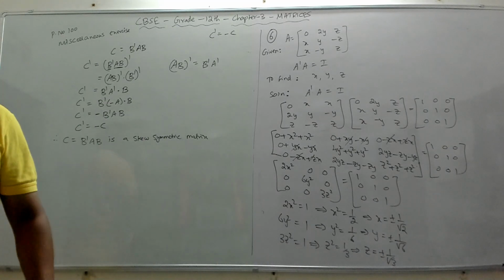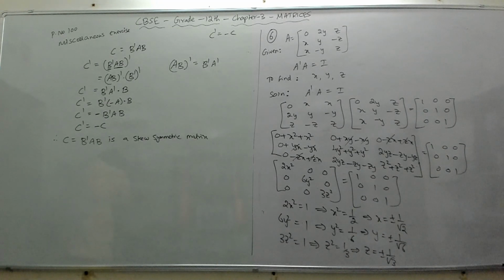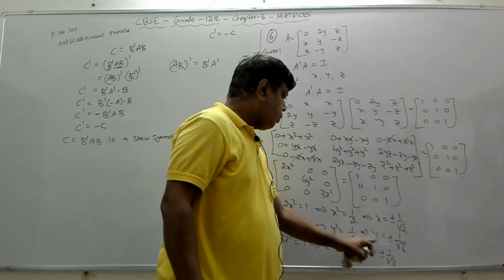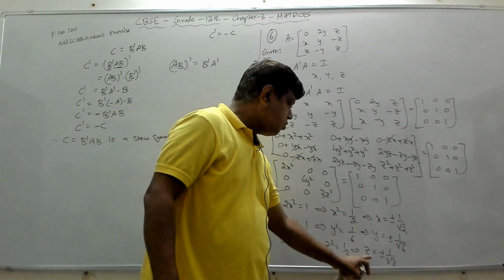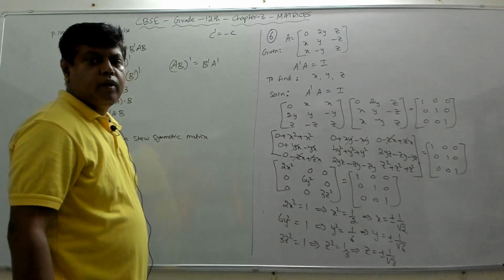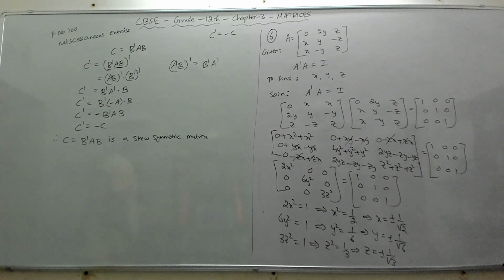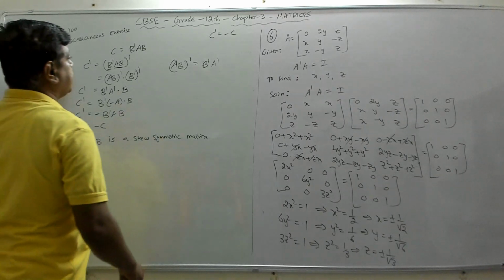So we have found the value of x, y and z. x is plus or minus 1 by root 2, y is plus or minus 1 by root 6, z is plus or minus 1 by root 3. So all of you can pause the video and take the notes. I will go to the 7th problem here.